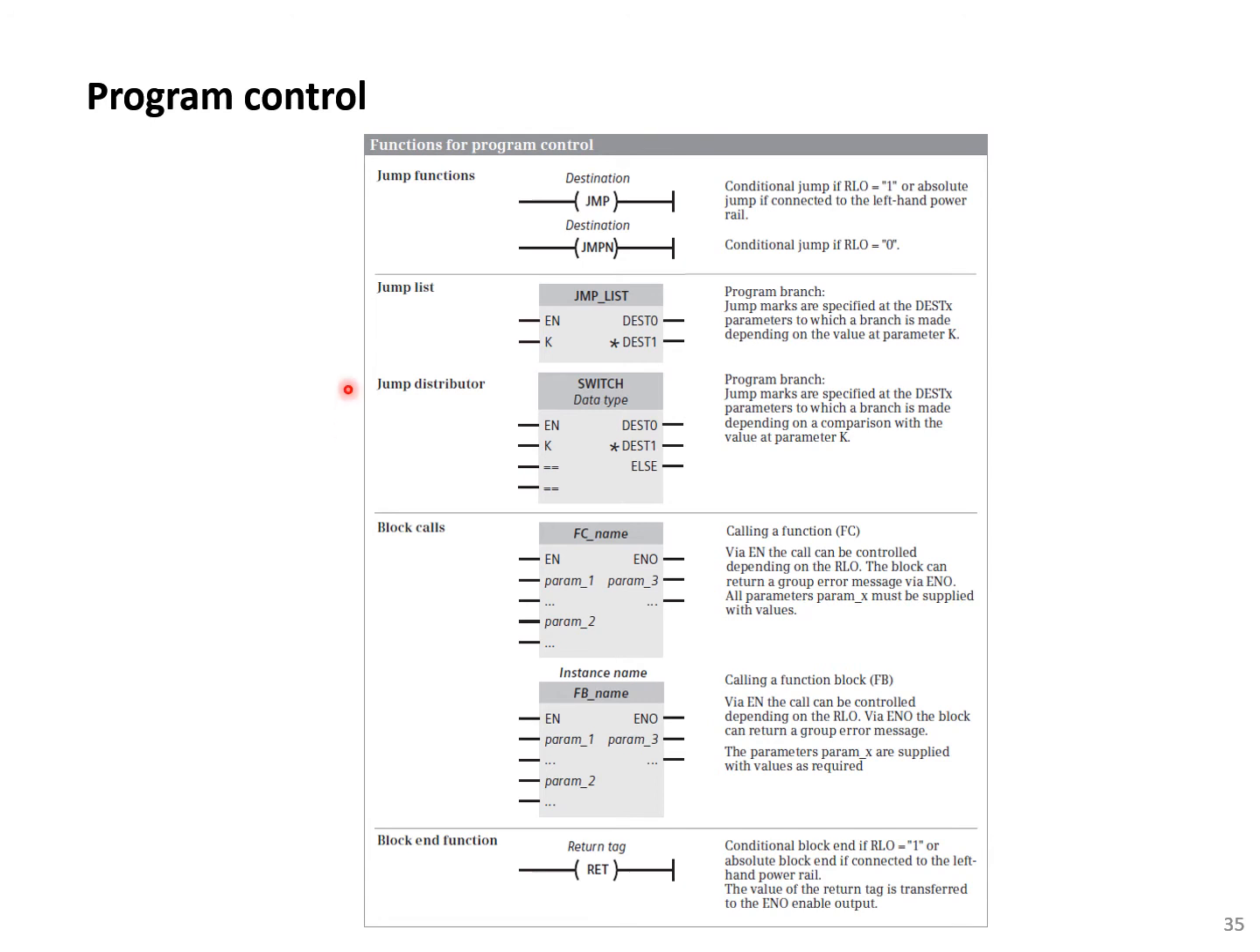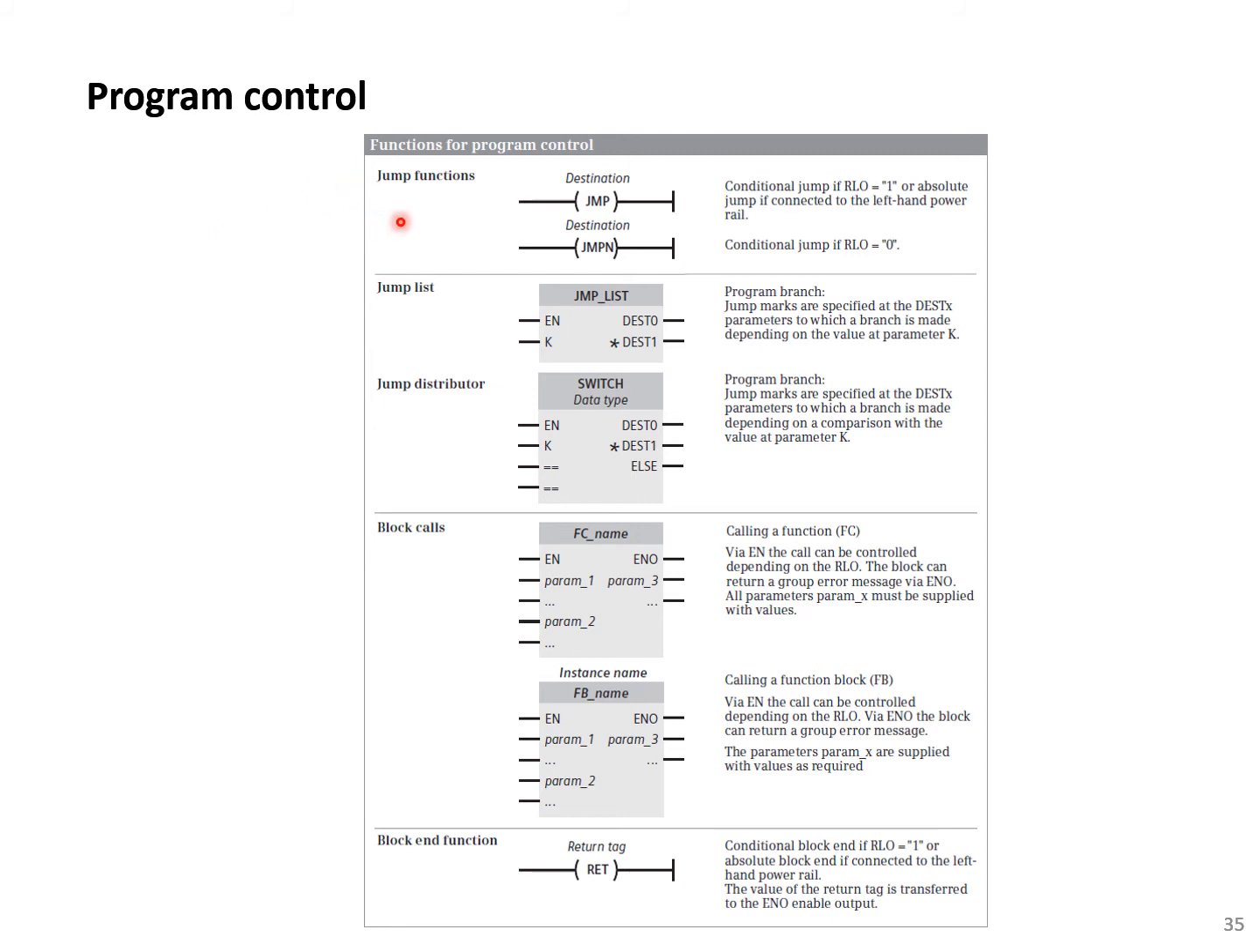Okay, so program control. So far we discussed about the different type of contacts and coils, coil boxes, and enable out. What about program control?